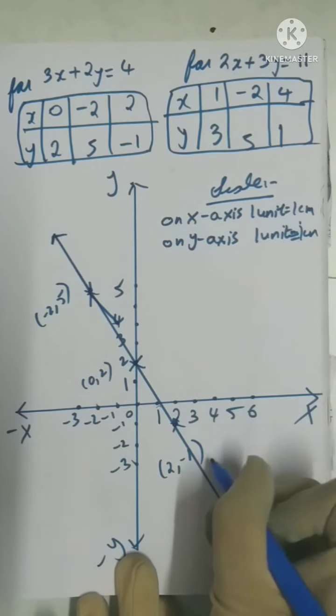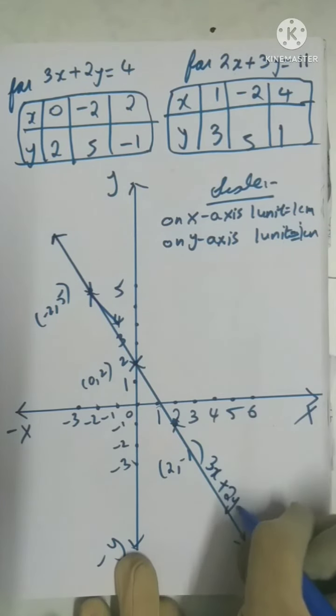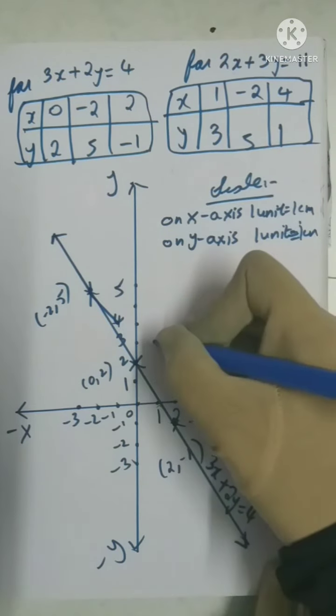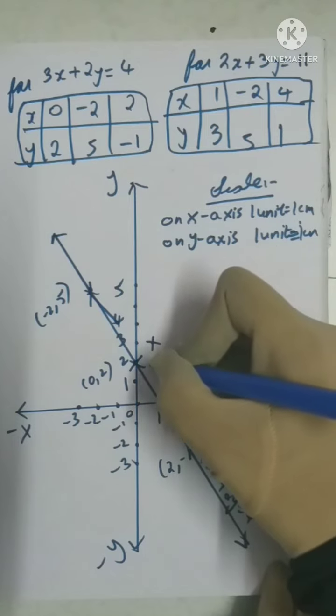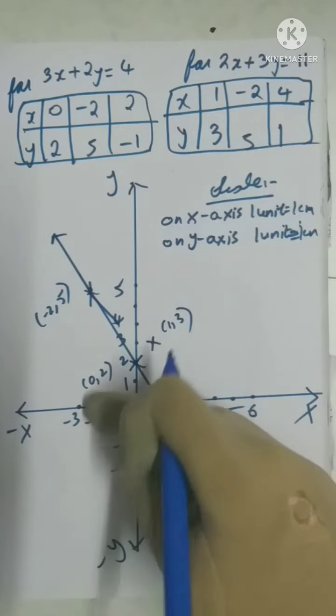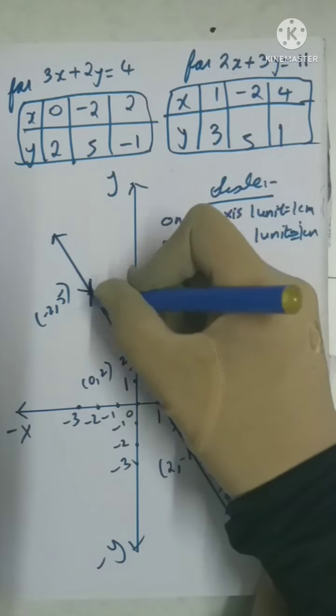So what is the equation we have? 3x plus 2y is equal to 4. Next we have, when x is 1, y is 3. When x is 1, y is 3 means this is my point, (1, 3). When x is minus 2, y is 5. When x is minus 2, y is 5 means this point only again.